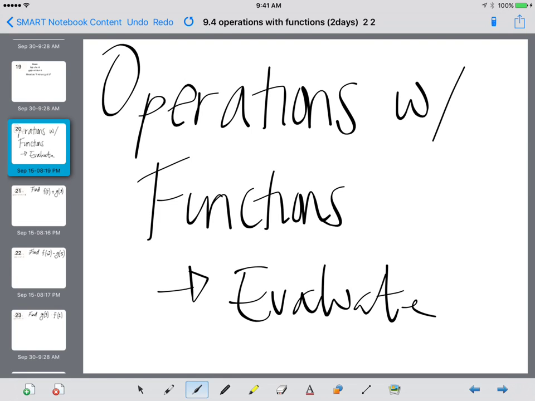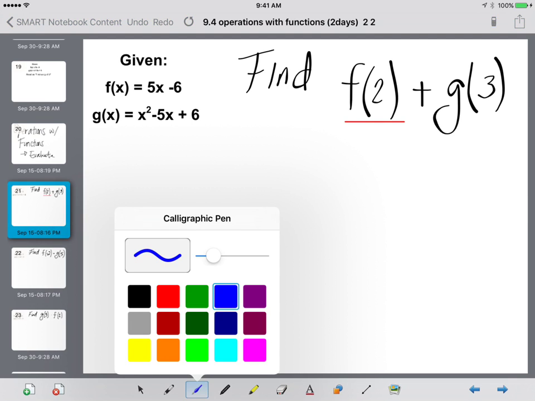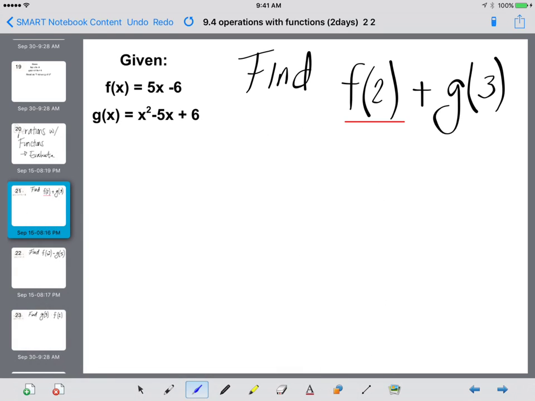Welcome to this lesson on operations with functions, where we are trying to evaluate said functions with some numbers involved. Let's dive right in. First example, we're going to be talking about adding. We would like to add f of 2 plus g of 3. Well, that just means we have to evaluate the function for each value.